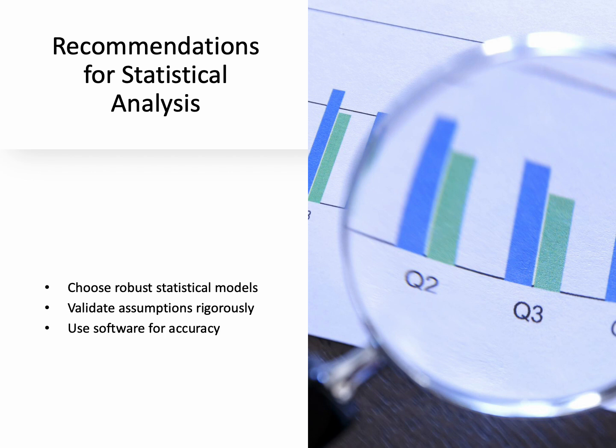Validating assumptions rigorously, such as checking normality or equal variances, ensures reliable results. Using tests like Shapiro-Wilk, and using software like R or SPSS, enhances accuracy in calculations and visualizations, streamlining complex analyses like factor analysis. Ethical considerations include transparent reporting of methods, avoiding data manipulation, and ensuring accessible outputs for diverse audiences.